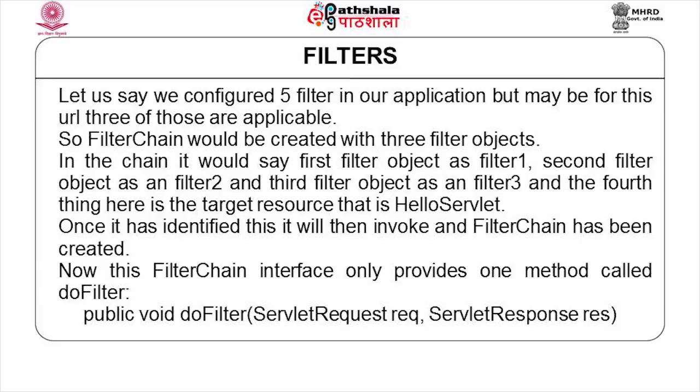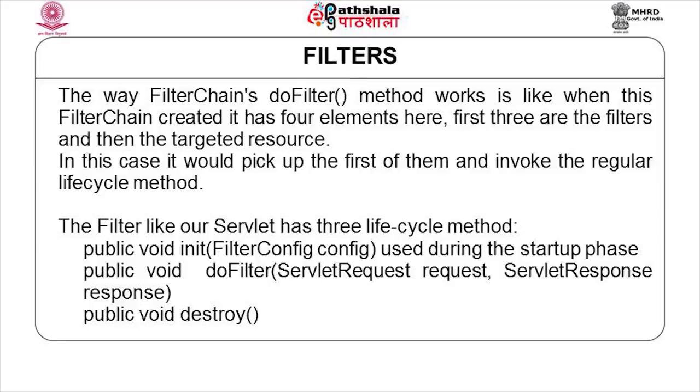The way the filter chain's doFilter method works is like this. When this filter chain was created, it has 4 elements here. The first 3 are the filters and then the targeted thing. So, what it would do in this case is, it would pick up the first of them and invoke the life cycle method on that, the regular life cycle method.